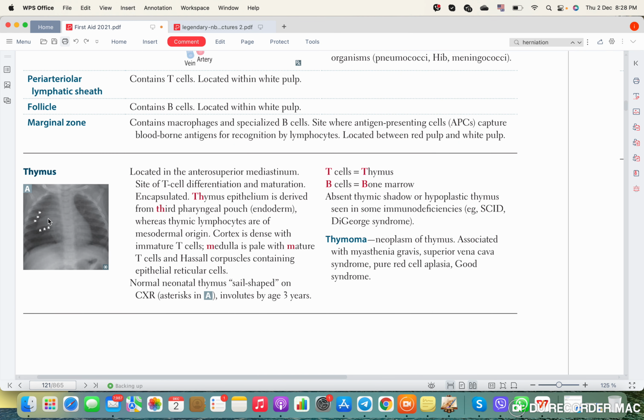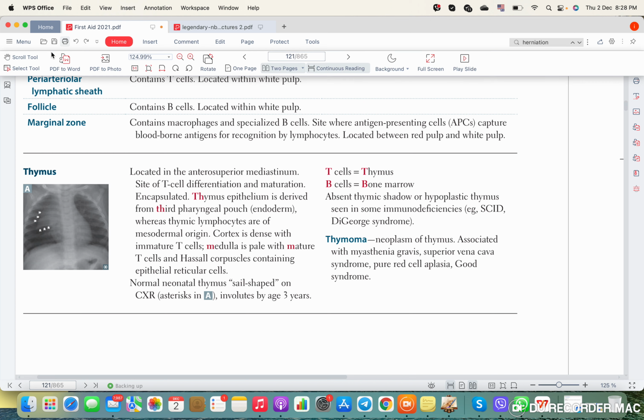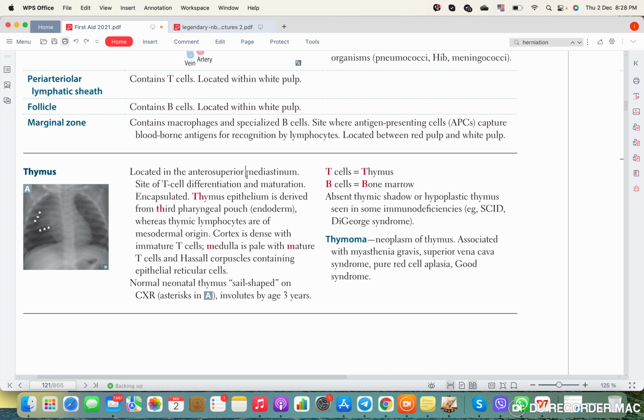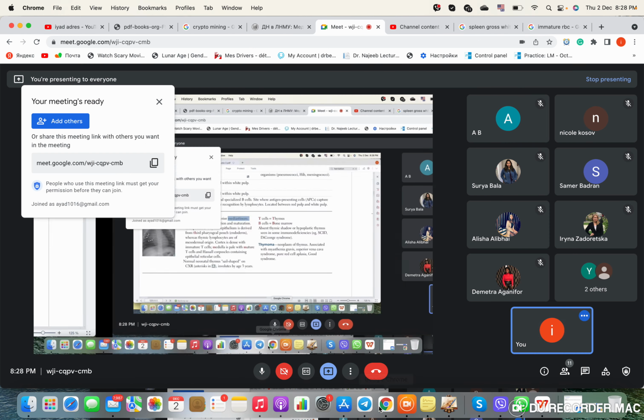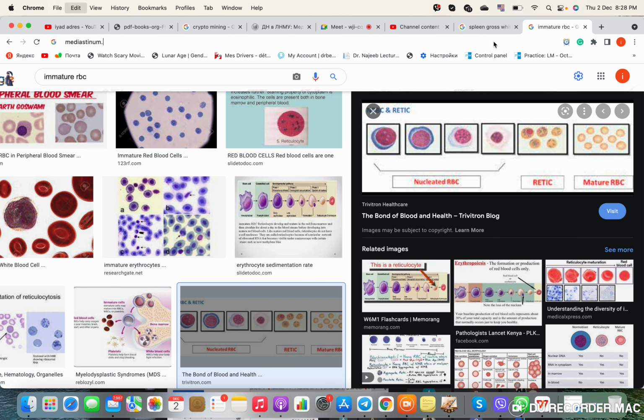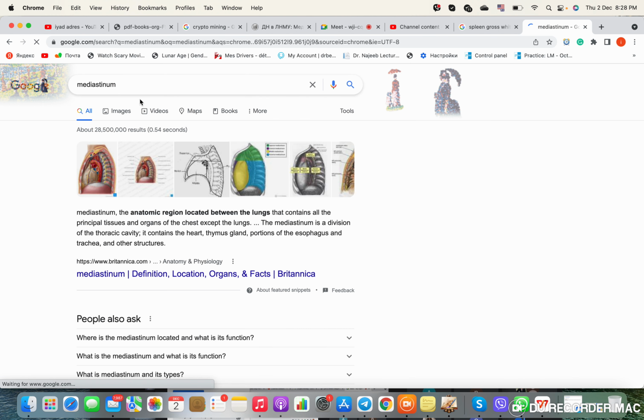Speaking about the thymus, it's located inside of your mediastinum. Remember, mediastinum is the area located between your lungs. Your mediastinum actually has many different parts. You have a superior mediastinum and an inferior mediastinum. The inferior mediastinum is subdivided into portions as well. Actually, let me just show you a picture of it because that will make it much more simple.